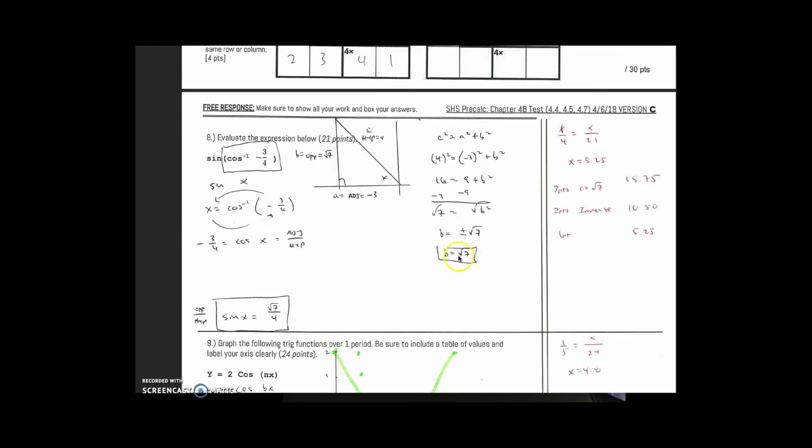And then if I take this value, now I have all sides of the triangle. I'm just trying to find sine. Sine is opposite over the hypotenuse. So if I do the opposite, which is radical 7, over the hypotenuse, my answer is radical 7 over 4, positive radical 7 over 4.